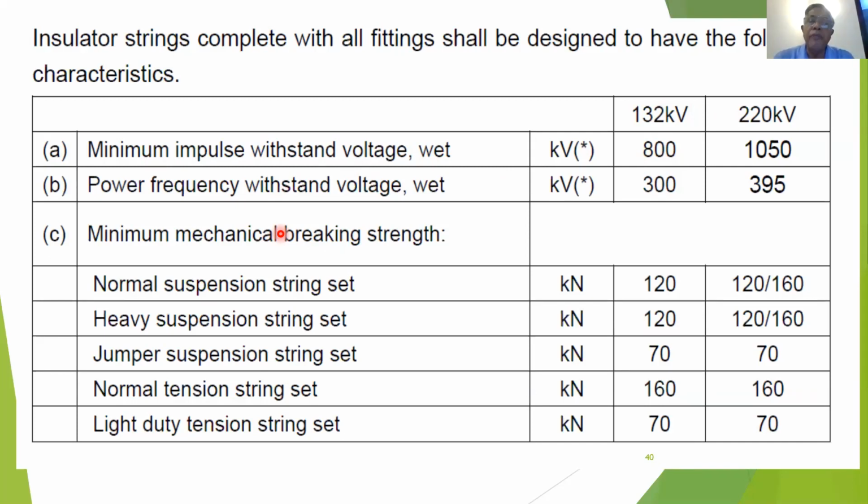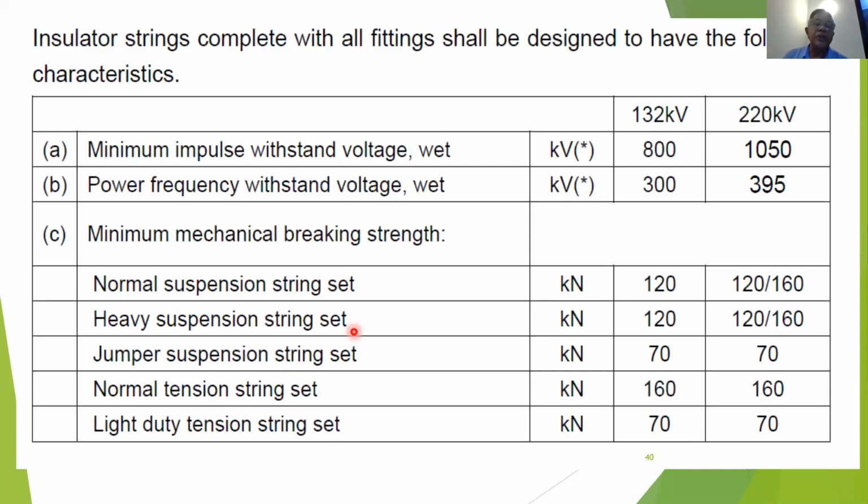300 kV applied for 1 minute. So impulse withstand voltage, it's an impulse, it's microseconds. And for testing purposes, they are sometimes using something closer to a square wave, of this order of kV. So minimum mechanical breaking strength, that is the mechanical strength, 120 kilonewton. For 220, 120 or 100 kilonewton.